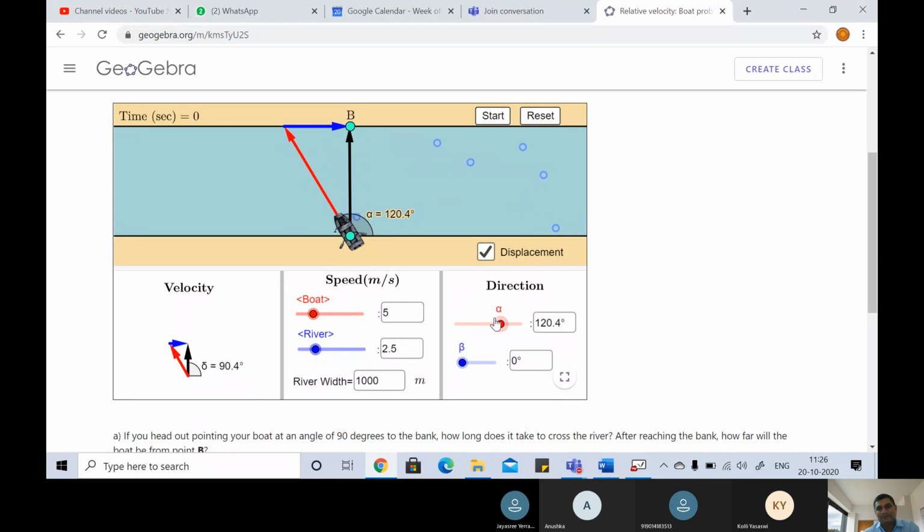Then your time will not be minimum. Are you understanding? Yes, sir. So that is what we are going to see now. Okay. Now let us see. Have you understood these two cases?